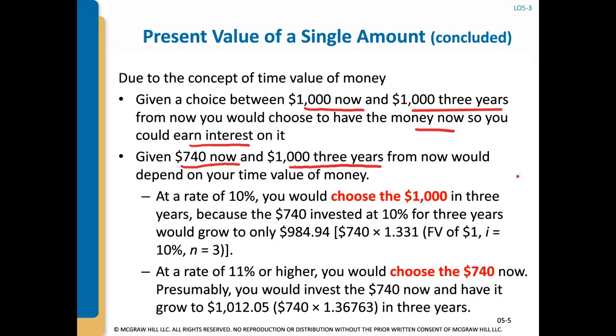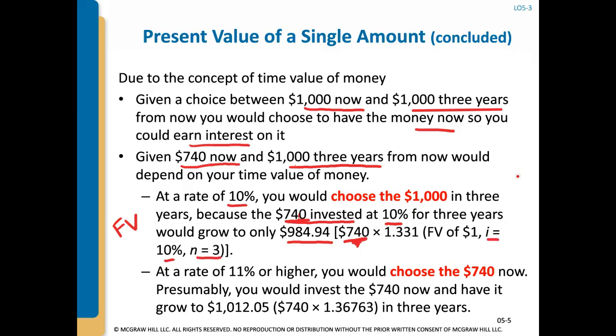So again, assuming you earn 10% on that money, if you take this $740 today and invest it at 10% for 3 years, you would grow only to $984.94. So how did we get that number? In this calculation, you have to calculate the future value because we know what amount we're getting today, right? You say, okay, so my principal amount today is 740, and what's my factor? I have to figure out the future value of a dollar. My I equals 10%, and N equals 3.